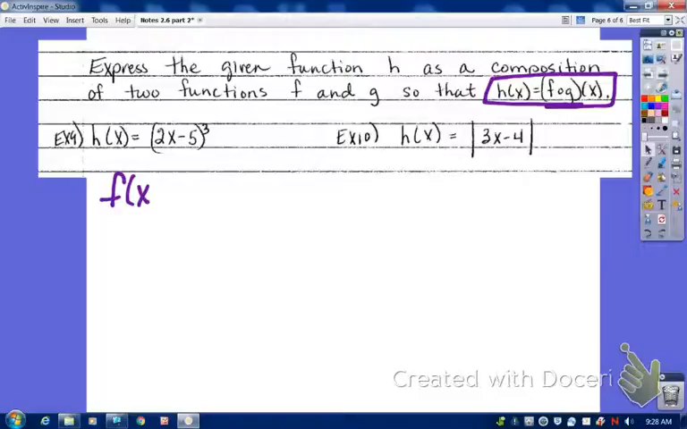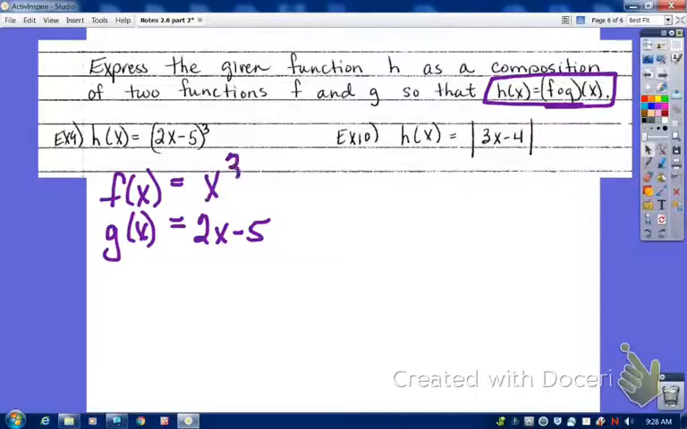So what are we putting in? f of x or g of x? g of x is your input. So what looks like it's inside that h of x function? 2x minus 5. That's the inside part. That's the guts. That's what you would put inside. And you're putting that into something that is being cubed. So f of x is going to be x cubed. It's like you're creating 2 functions that if you did the composition of f and g, it would give you h of x.